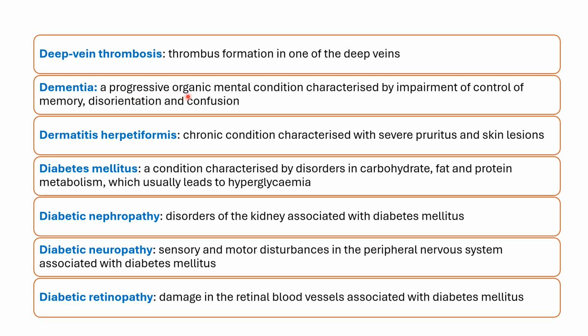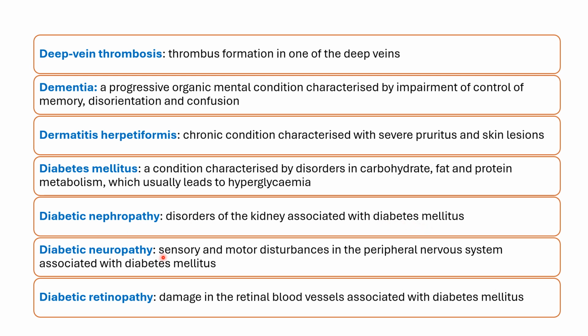Dementia is a progressive organic mental condition characterized by impairment of control of memory, disorientation, and confusion. Dermatitis herpetiformis, it's a chronic condition characterized with severe pruritus and skin lesions. Diabetes mellitus is a condition characterized by disorders in carbohydrate, fat, and protein metabolism, which usually leads to hyperglycemia. Diabetic nephropathy, disorders of the kidney associated with diabetes mellitus.